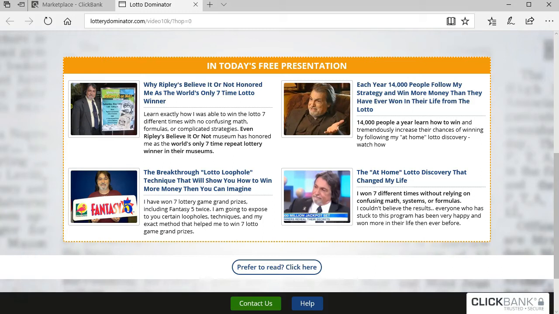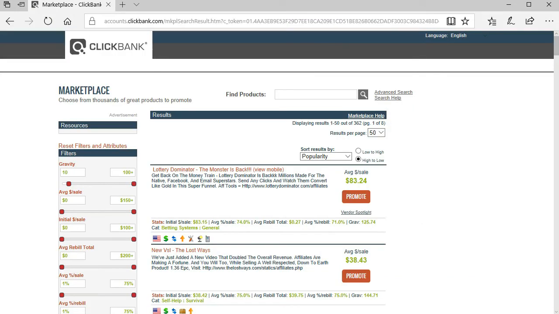It says here 14,000 people. I'm looking at the one that's directly above the one on the bottom right-hand corner. It says 14,000 people a year learn how to win and tremendously increase their chances of winning by following my at-home lotto discovery. So this tells us that this is a hot market. We're going to close this window and we're back here at ClickBank. This is clearly a hot product and a hot industry category.